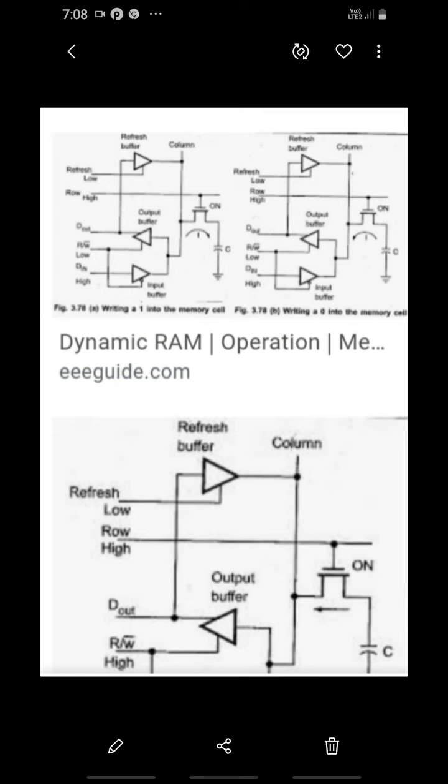When the read or write line is low, the input buffer is enabled and the output buffer is disabled. When the read or write line is high, the input buffer is disabled and the output buffer is enabled. With this basic information, let us see the read, write and refresh operations as per the above given PPT circuits.